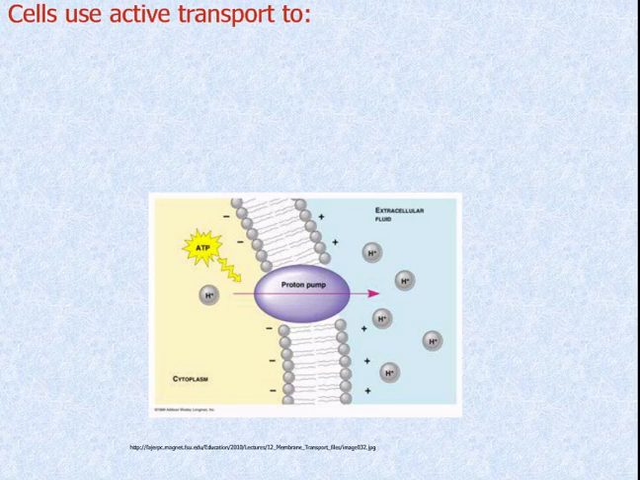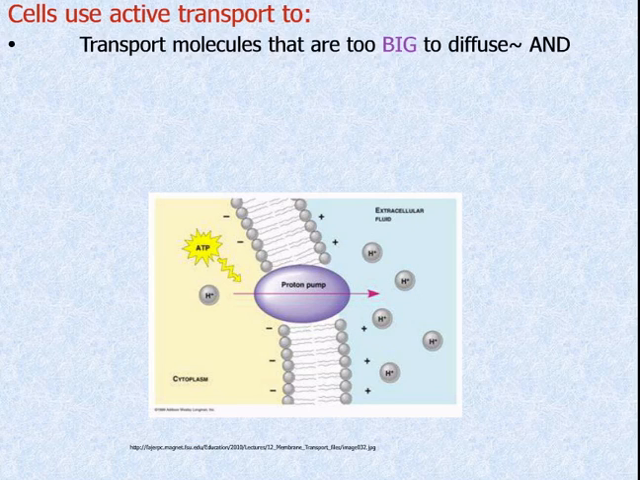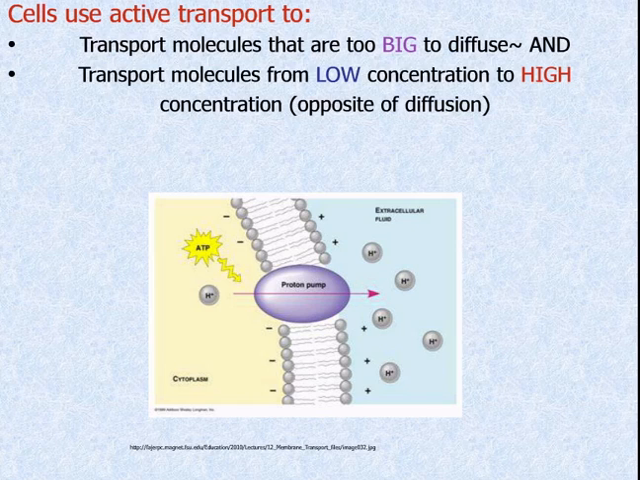The cell has to use active transport in two circumstances. The first time is when molecules are just too big to diffuse across the cell membrane. We actually have to use transport molecules, transport proteins, and they use ATP to force that molecule across the cell membrane. So maybe if there's a nutrient or something that the cell needs, it needs to push it across the cell membrane, or vice versa, if it needs to get something out of the cell, it needs to push it across that cell membrane. It takes energy to do that.